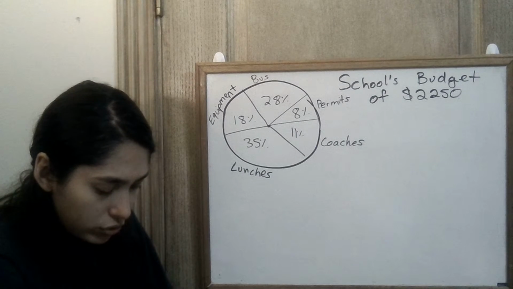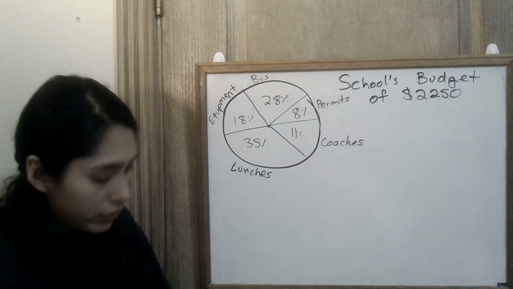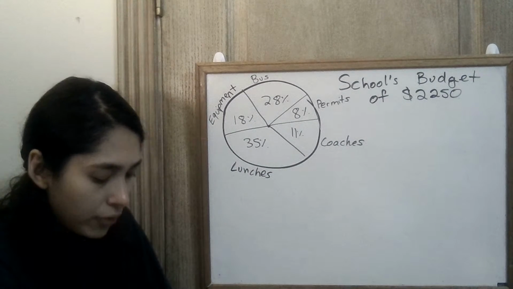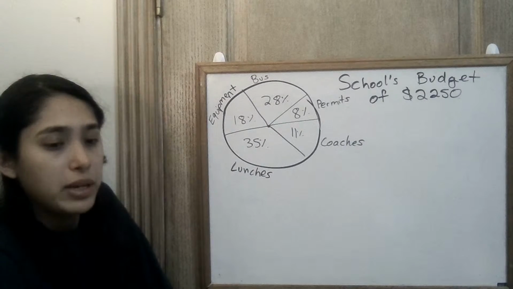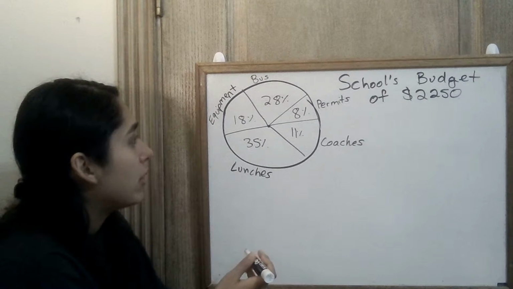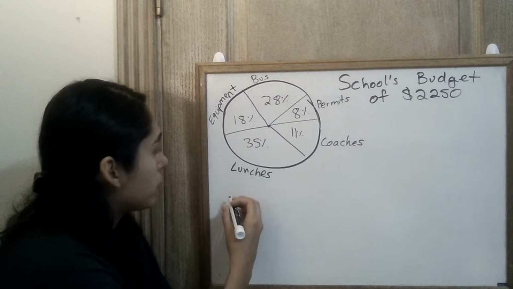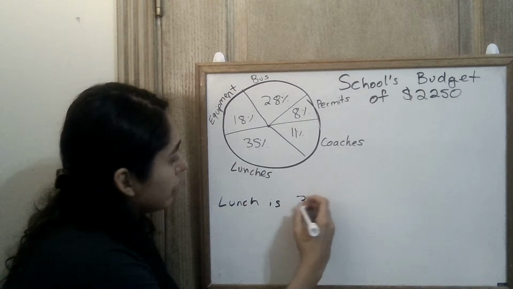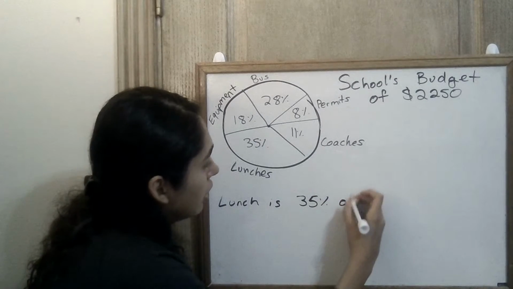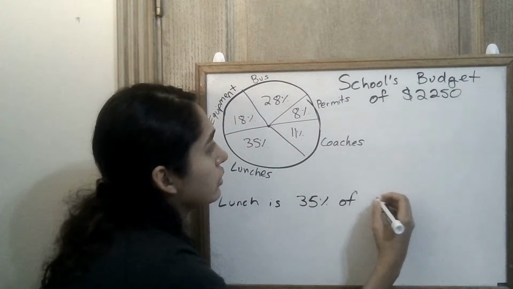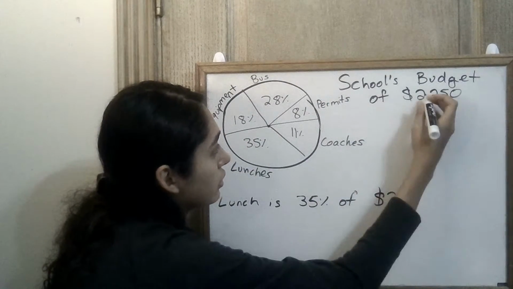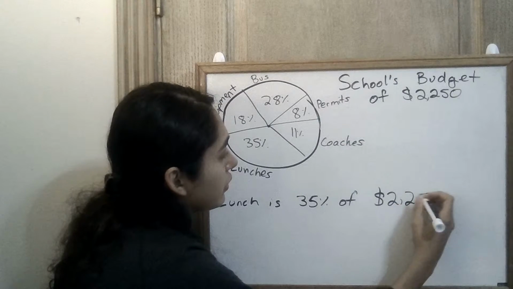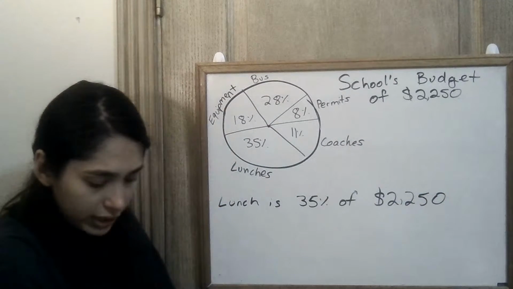So I know that lunch is 35% of the entire budget. I want to find out how much money is spent on lunch. So lunch is 35% of the total amount, which is $2,250. How can I solve for that?